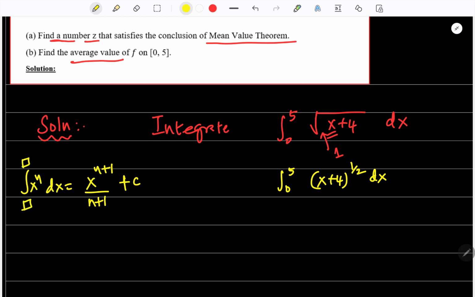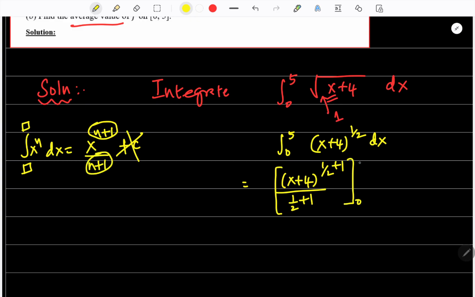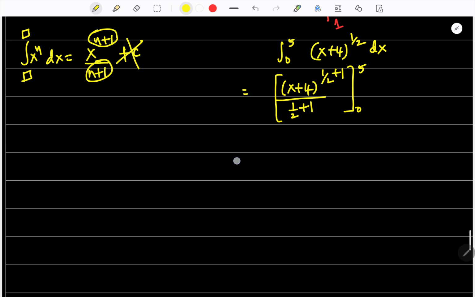If there is a limit, you are not supposed to put c. So this equals integral 0 to 5. Now I am going to do the integration. So which is equal to x plus 4 to the power of 3 over 2, which is half plus 1, divided by half plus 1. Because you see n plus 1, n plus 1. And the limit is 0 to 5. So this equals x plus 4 to the power of 3 over 2 divided by 3 over 2, and the limit is 0 to 5.